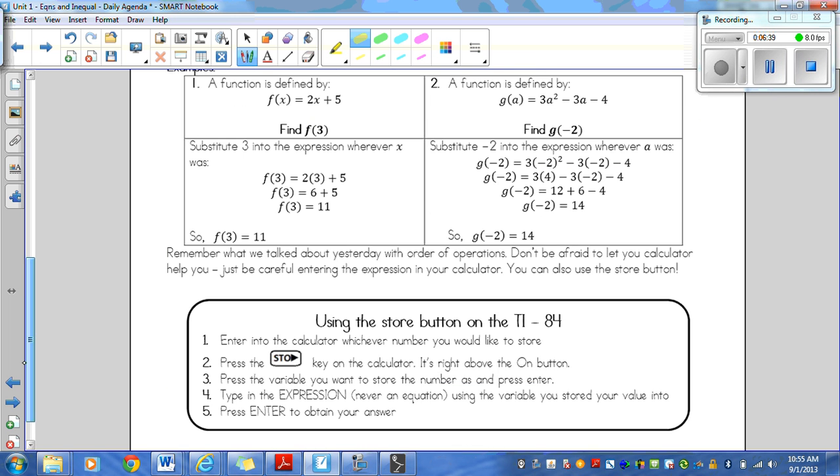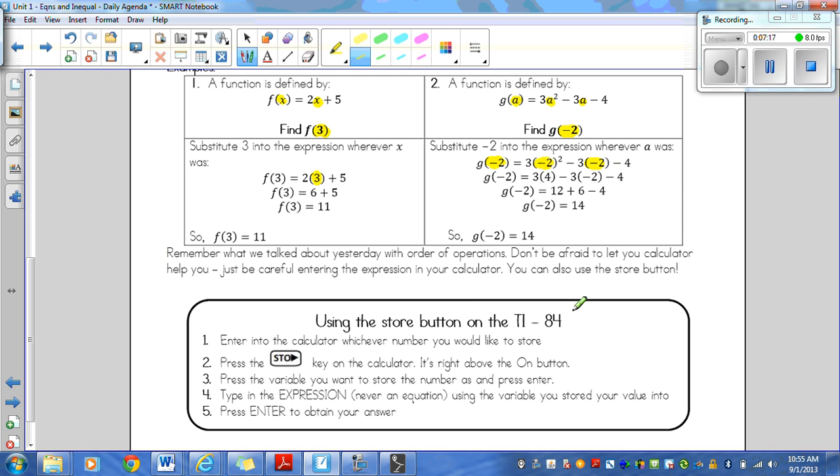Here's a couple more examples. The function is f of x equals 2x plus 1, and I'm telling you that instead of an x, I'm going to have you plug in a 3. And so then every place you used to see an x, you plug in a 3. And you get f of 3 equals 7. Over here, instead of an a for g of a, every place we see an a, we're going to plug in a negative 2. So that's what you see there, negative 2, negative 2. And then they go through and they solve for g of negative 2 equals 14.